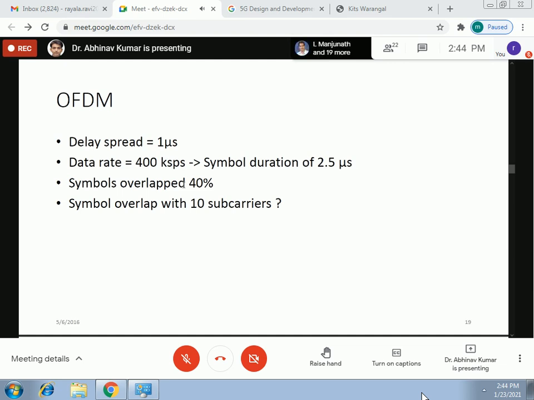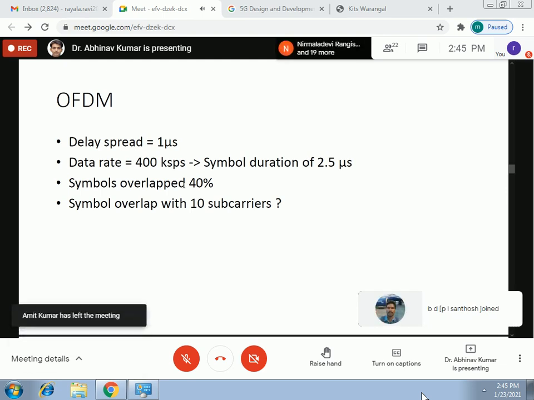One possible way is in OFDM, instead of having one single carrier, we have multiple subcarriers. So let's say I have 10 subcarriers. Each subcarrier is transmitting at 40 kilosymbols per second. But because I'm using 10 of them, the total data rate will still be 400. So I'm not compromising on the data rate. But now, because I'm using 10 slower subcarriers in terms of data rates, each one with 40 kilosymbols per second, the symbol duration turns out to be 25 microseconds, 1 upon 40 kilosymbols per second.